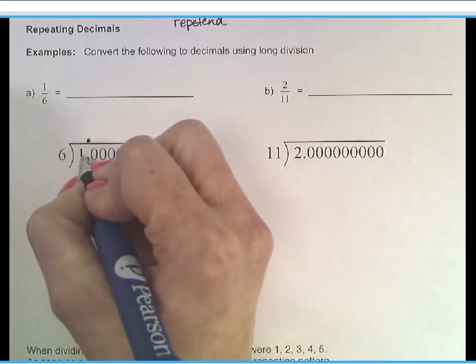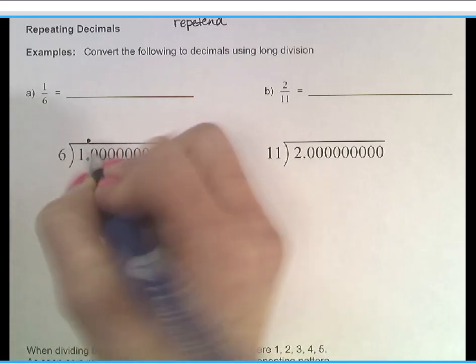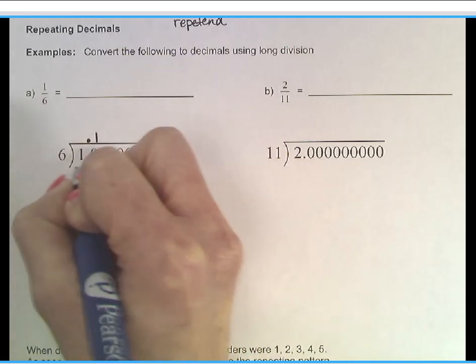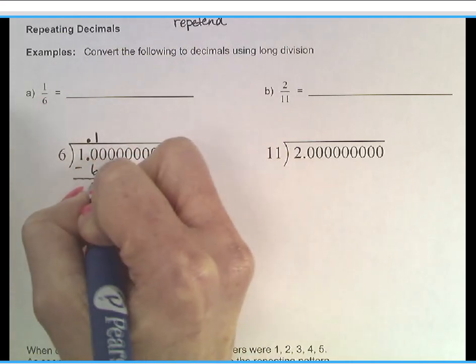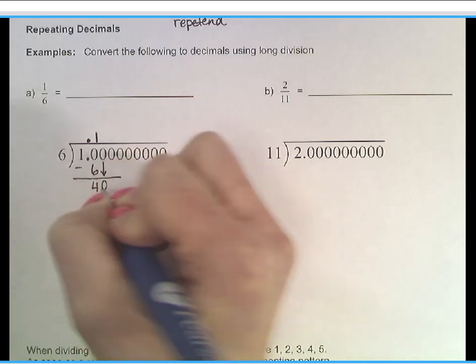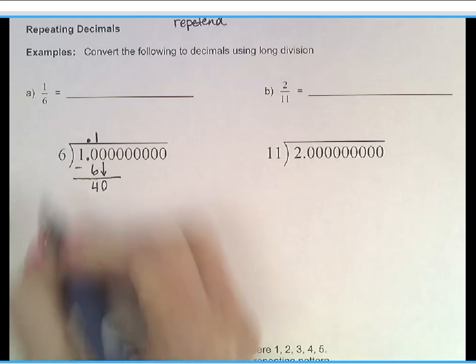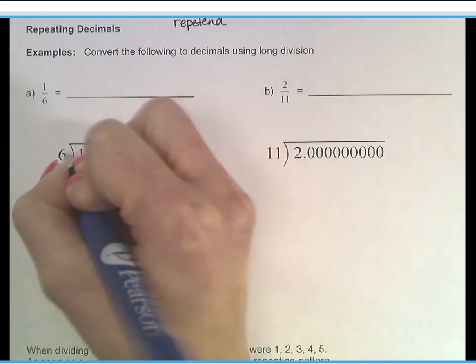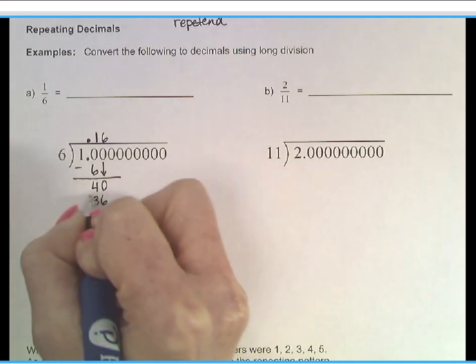So 6 does not divide into 1, but 6 divides into 10. It goes in there once. 1 times 6 is 6. And when you subtract, you get a remainder of 4. And then I'm going to carry down my 0. How many times does 6 go into 40? It goes in there 6 times. 6 times 6 is 36.